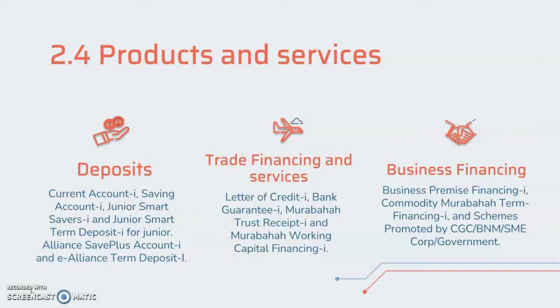Okay, for the business financing, AIS is now focusing more on the SME segment because they want to help SMEs grow their business in the halal sector, in line with the concept of one-stop halal business solution. The business financing provided by AIS are Business Premise Financing I, Commodity Murabahah Term Financing I, and schemes promoted by CGC, BNM, SME Corporation, or the government.